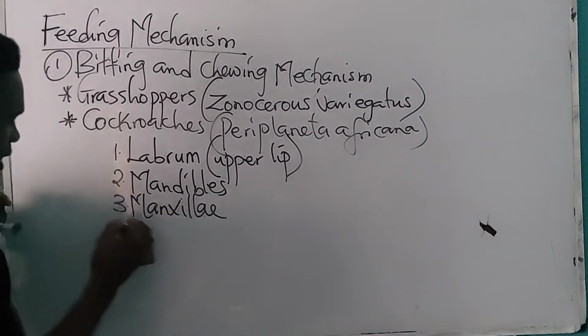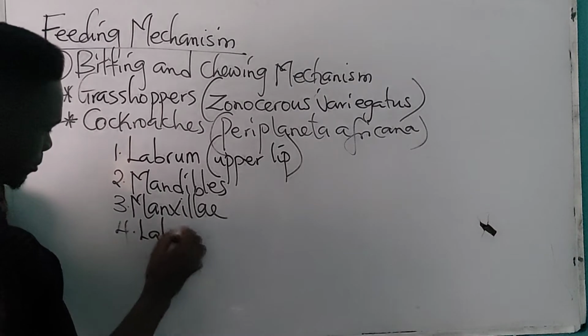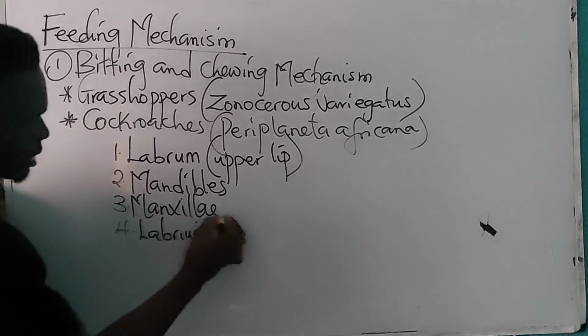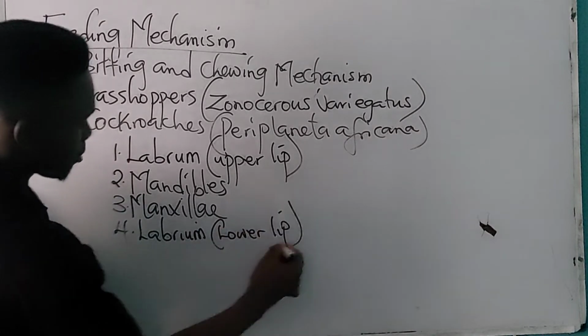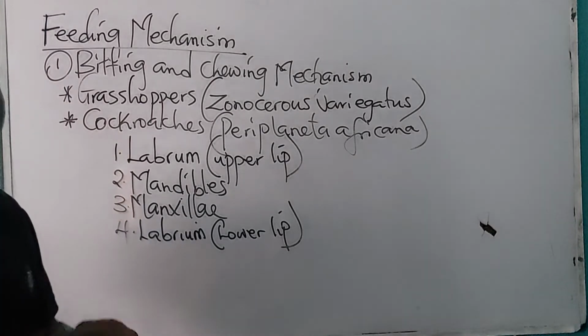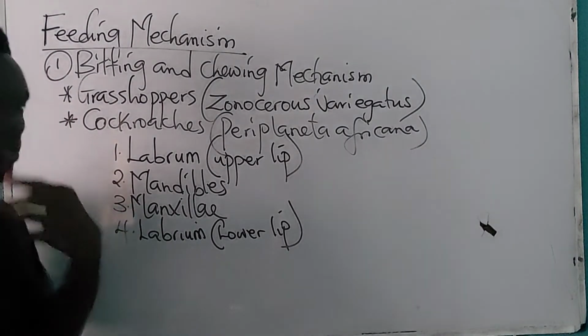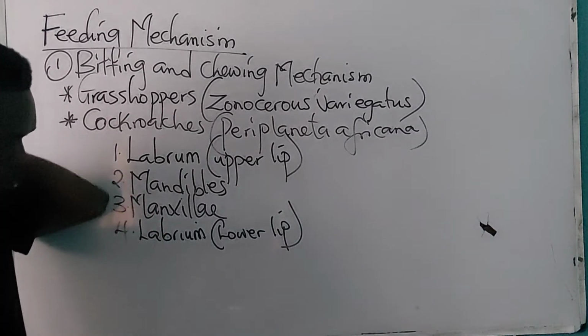And fourthly, they have the labium. Now this labium is called the lower lip. This labium prevents the wastage of food materials. It prevents materials from being wasted from the organism. That is, it prevents food wastage.